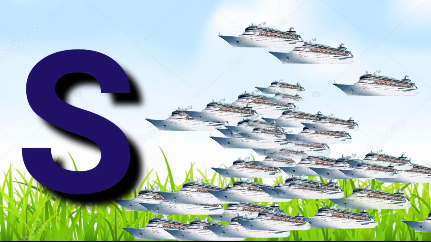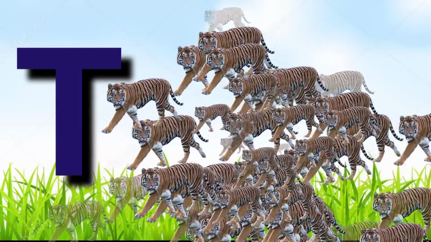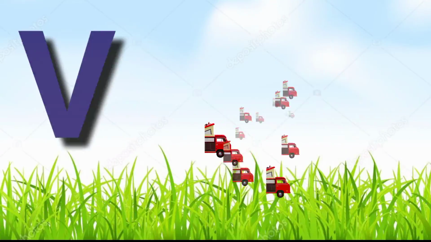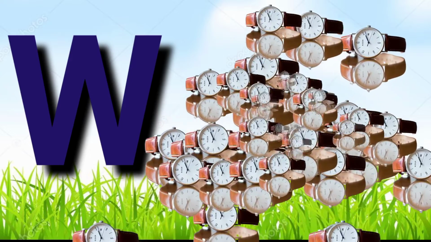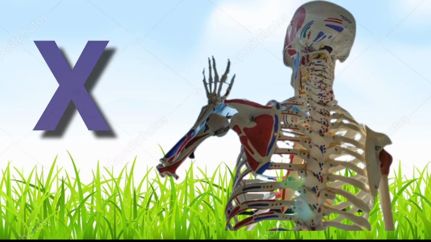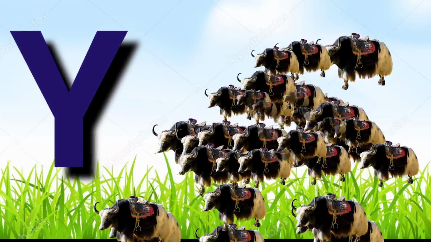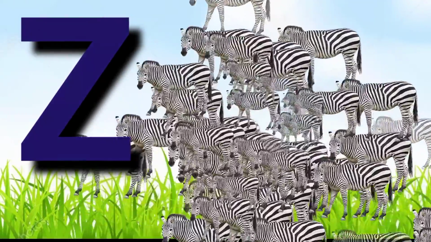S for ship, ship means jahaj. T for tiger, tiger means tiger. U for umbrella, umbrella means chhata. V for van, van means gaadi. W for watch, watch means ghadi. X for X-ray, X-ray means X-ray. Y for yak, yak means yak. Z for zebra, zebra means zebra.